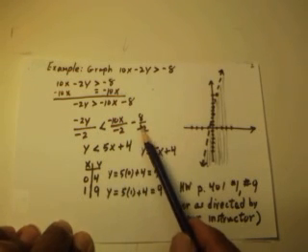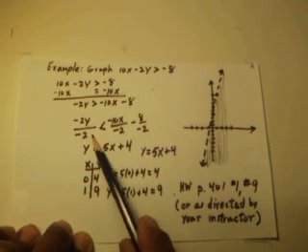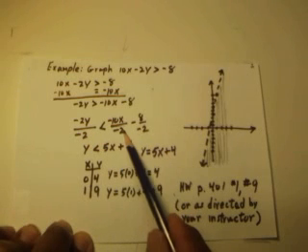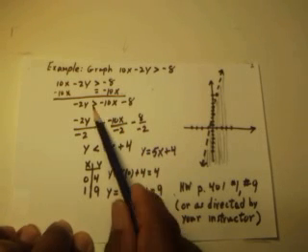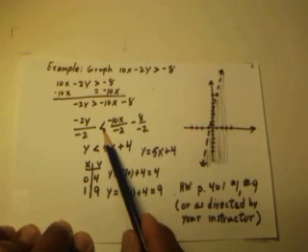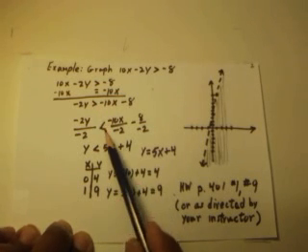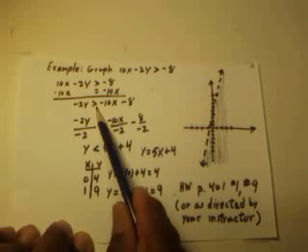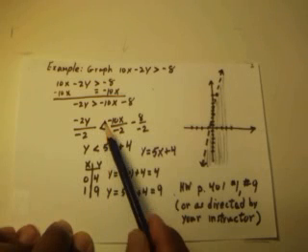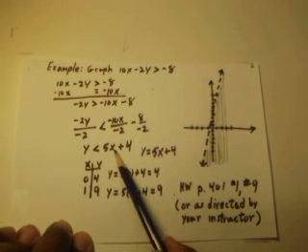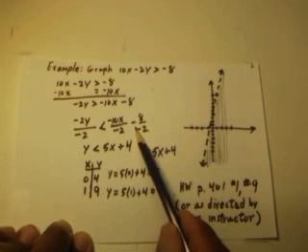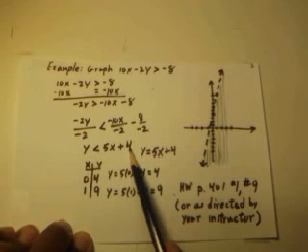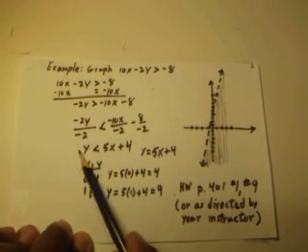Recall from your previous study of algebra, when you divide or multiply both sides of an inequality by a negative number, you have to reverse the inequality sign. So that's what I've done here. I started out with greater than. Now I have less than in this step because I'm dividing both sides by negative 2, and I have to reverse my inequality sign. When I divide by negative 2, I get y is less than 5x plus 4. This is my inequality solved for y.